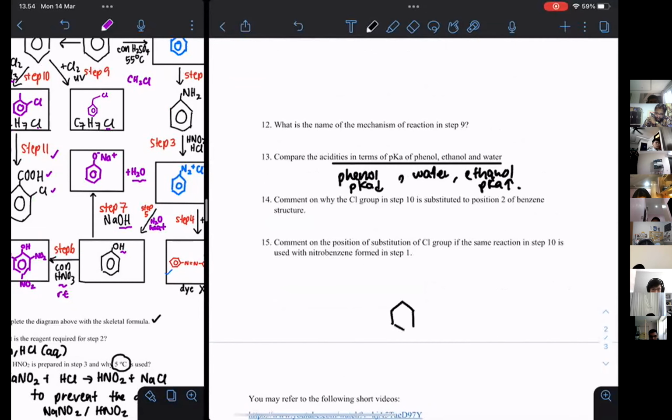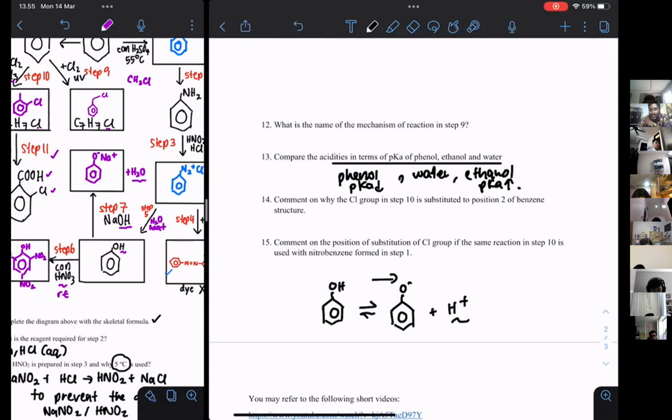Because phenol always forms the phenoxide ion, which is going to be more stable because the negative charge becomes delocalized inside. When it is delocalized, the position of the equilibrium will be shifted to the right to give you more phenoxide ion with the H plus. So H plus is going to be given off.